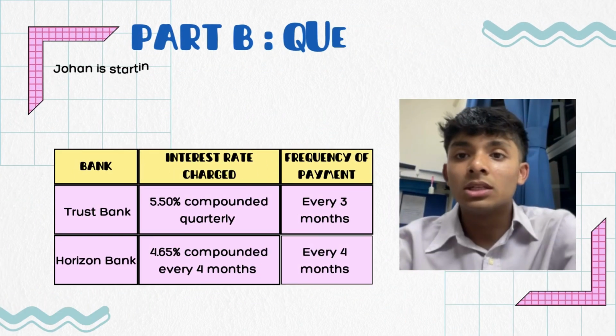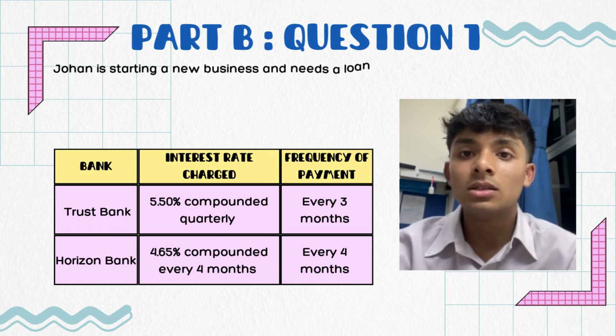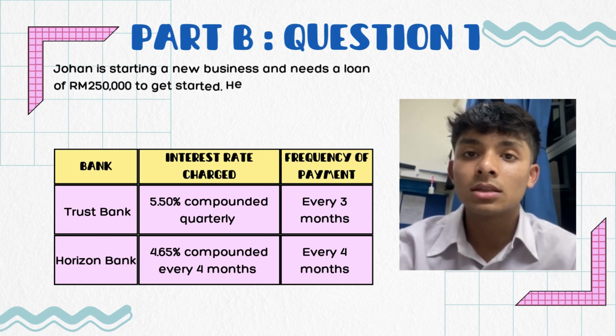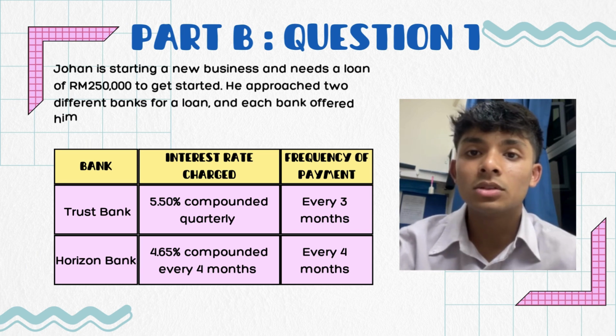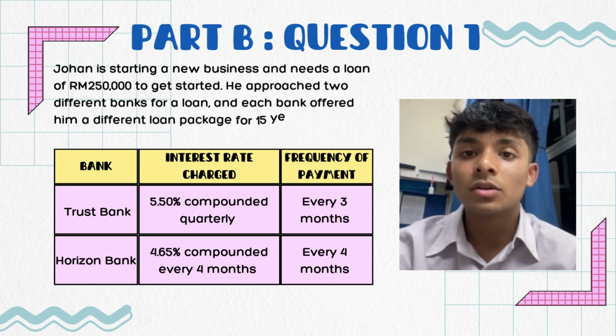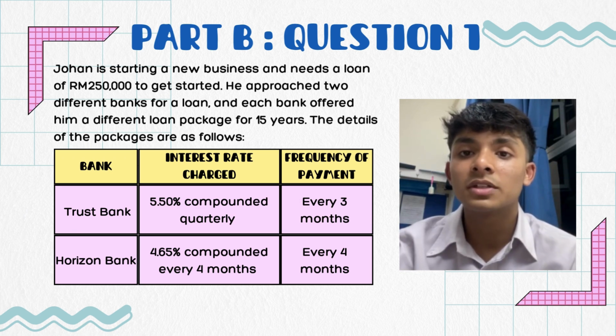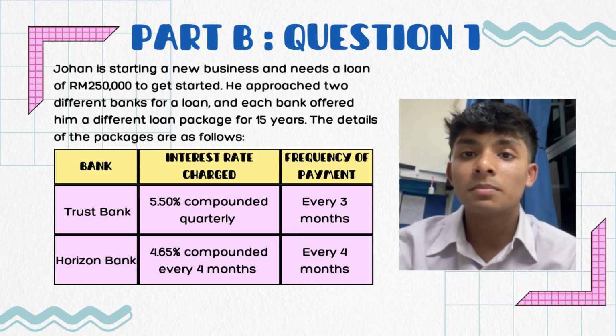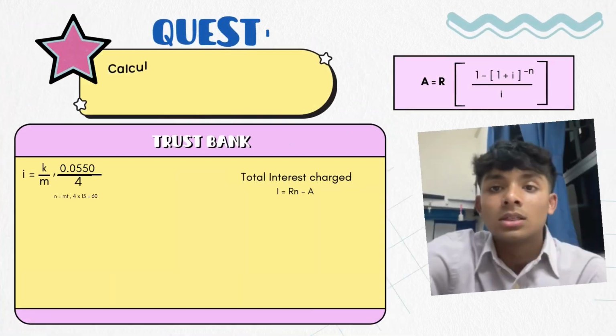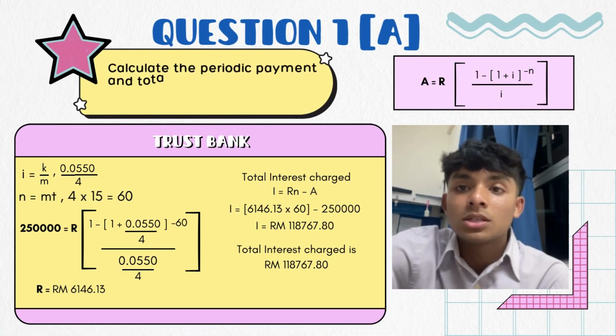For Part B, Question 1A: Johan is starting a new business and needs a loan of 250,000 ringgit to get started. He approached 2 different banks for a loan and each bank offered him a different loan package for 15 years. For Trust Bank, the interest rate charged is 5.5% compounded quarterly and the frequency of payment is every 3 months. For Horizon Bank, the interest rate charged is 4.65% compounded every 4 months and the frequency of payment is every 4 months. Calculate the periodic payment and total interest charge for each bank.